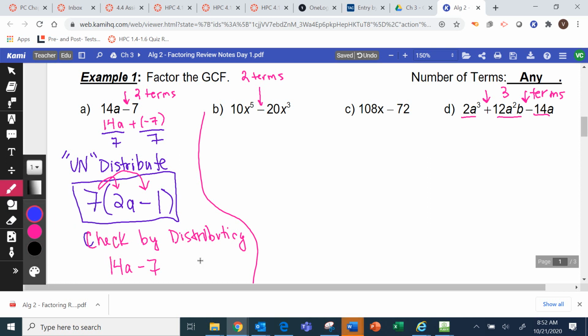I'm going to look at 10x to the 5th and 20x to the 3rd. Look at each term. What can divide evenly into both of these terms? Ella. 10 is part of the correct answer. 10 does divide evenly. That is a common factor, but it is not the greatest common factor. So we have other stuff there that's not a number that can divide into that evenly. So what else could divide into that evenly besides the number 10?